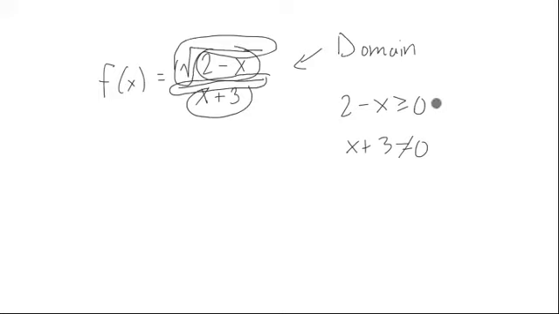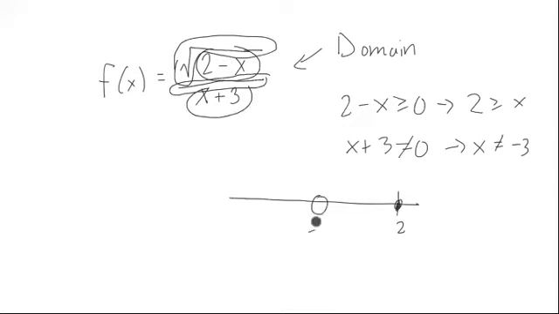So we can simplify both of these. Adding x to both sides, 2 is greater than or equal to x. Here, subtracting 3 from both sides, x is not equal to negative 3. So it means x has to be less than or equal to 2, and it can't be negative 3. So on our number line, it goes up to 2, but at negative 3, we exclude it.